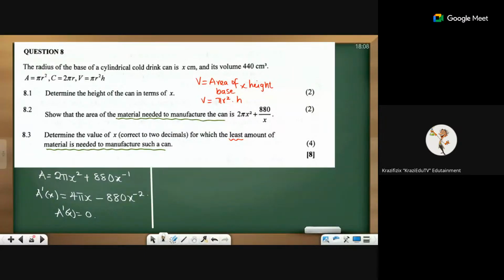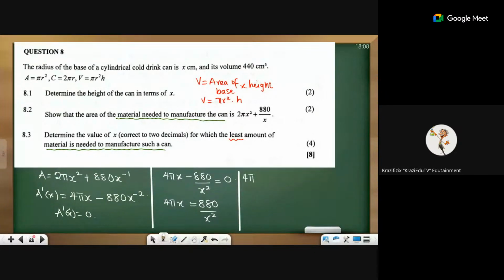Now, what do we have? 4 pi x. Look at what I'm going to do here to make it easy for you to see. x squared equals 0. I just dropped down my x. Now, what do I do? Multiply across by x squared. Or you can cross multiply. Okay, let's do the cross multiplication so that everybody can see. Cross multiply, what do you have?